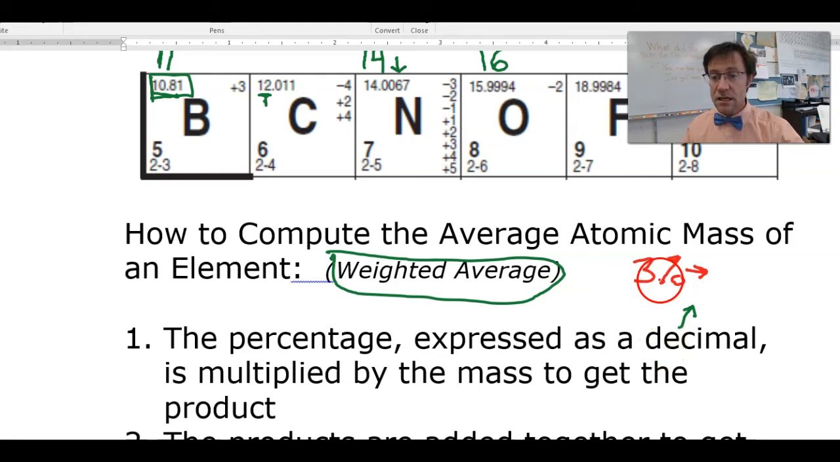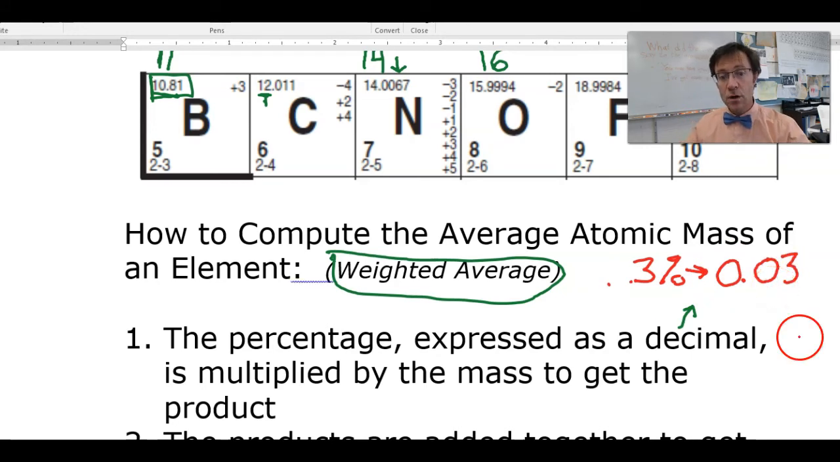So the decimal is here, and we're going to go 1, 2. So this will turn into 0.03. You dig? Because you got to move the decimal place over twice. Don't forget to do that.